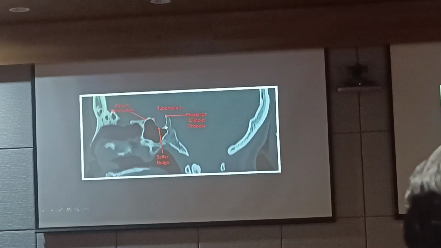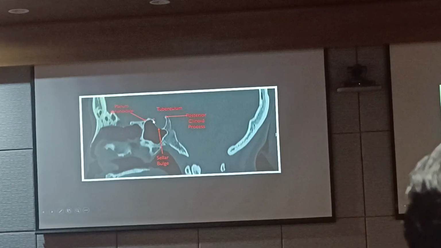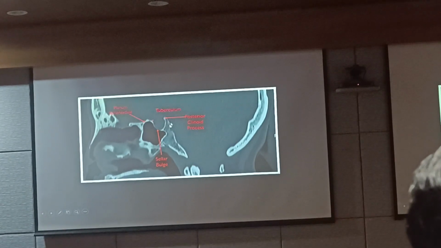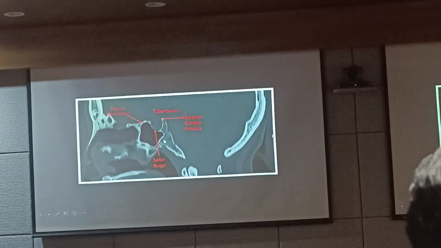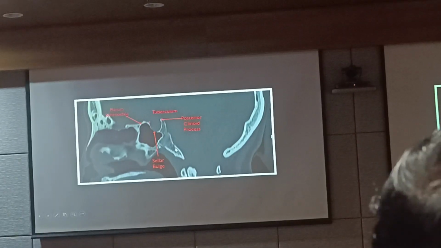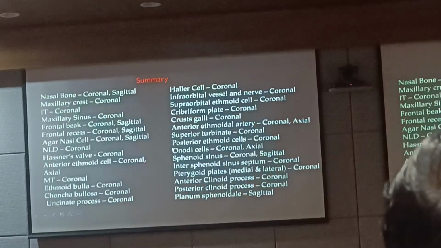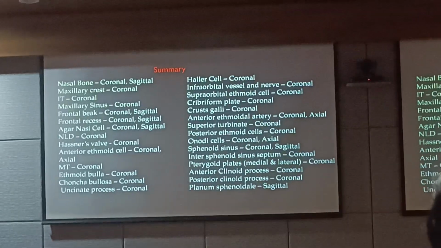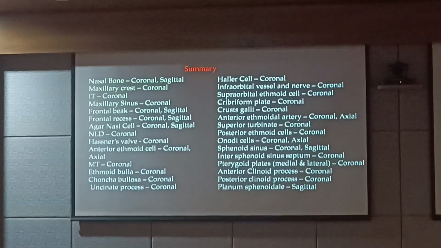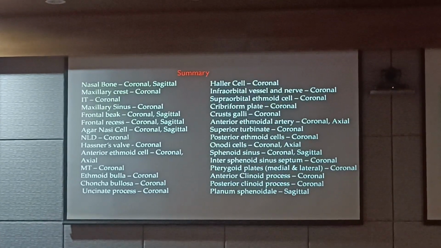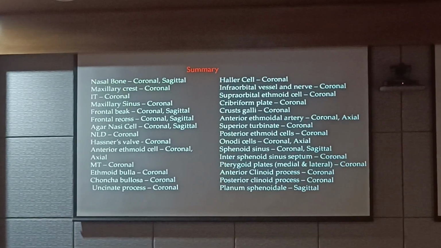Okay. Now this is the sellar bulge. Like I told you, this is the tuberculum and this is the planum sphenoidale. This is called the posterior clinoid, and all this is the region of the clivus. Alright? So in summary, when you see the scans, you need to study the scans front to back, and you need to see all these structures where everything is attached.